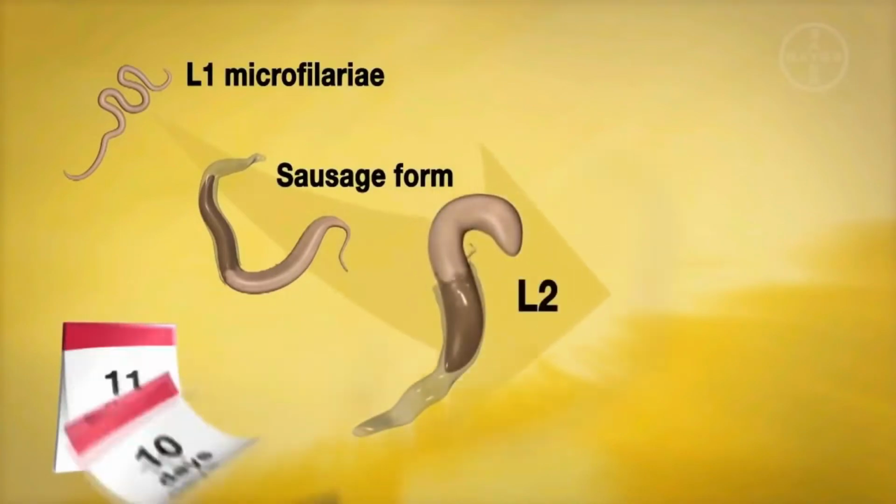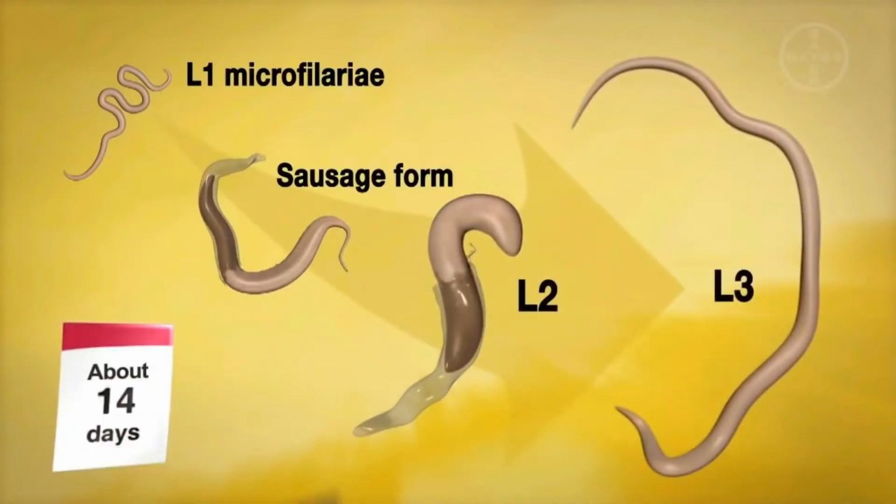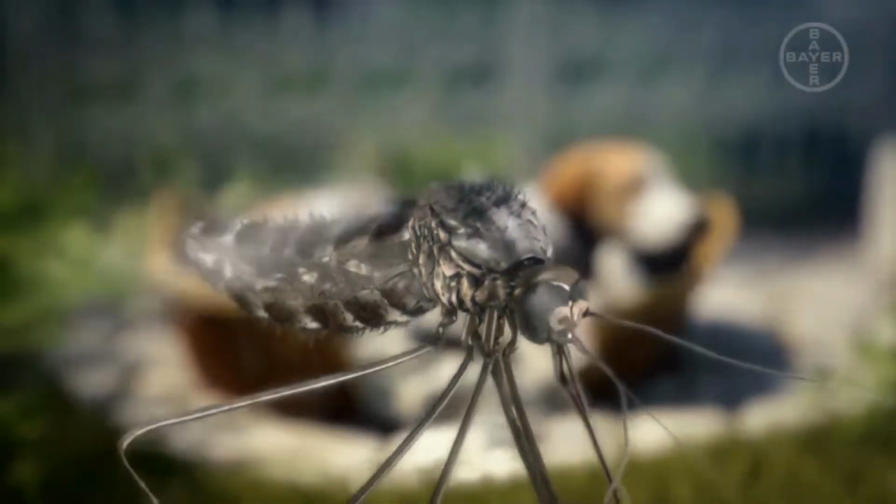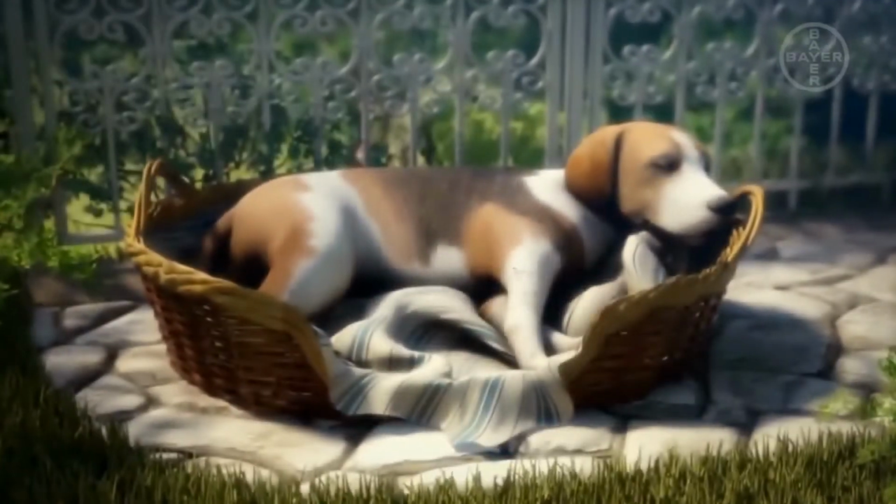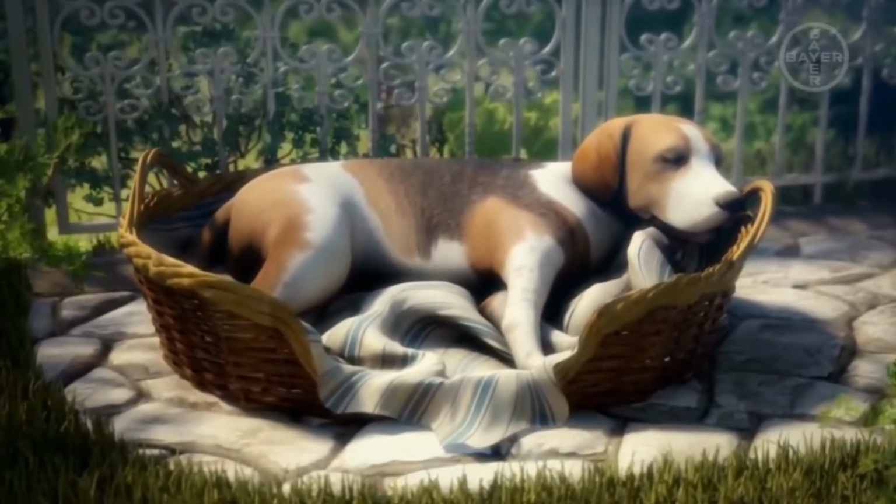Inside the insect, over a period of about 14 days, the L1 larvae develop into the infective L3 stage larva by molting twice. This mosquito is now a new vector of heartworm infection, threatening the lives of dogs and cats in endemic areas.